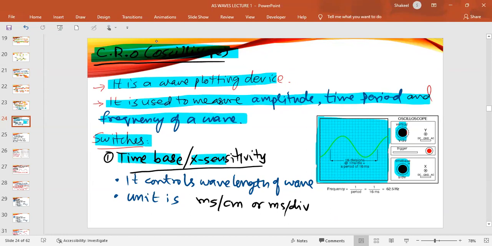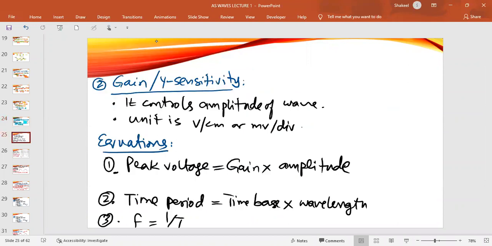One is the time base or X sensitivity. This switch controls the wavelength of the wave. If you want to stretch the wave or compress the wave, you have to change the time base setting or X sensitivity. Its unit is millisecond per centimeter or millisecond per division. Each box on the CRO grid is known as a division or centimeter.